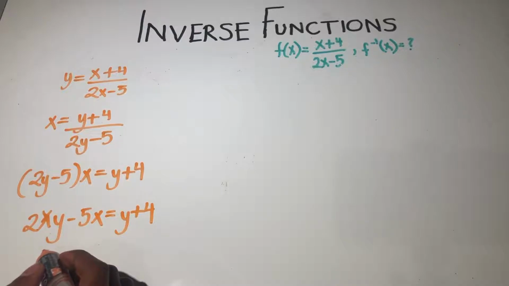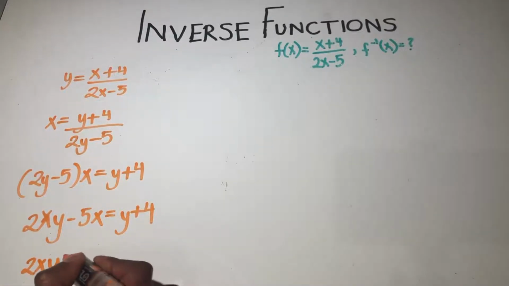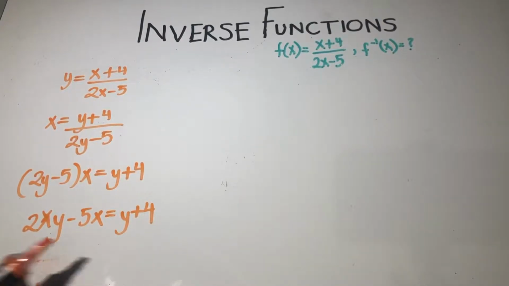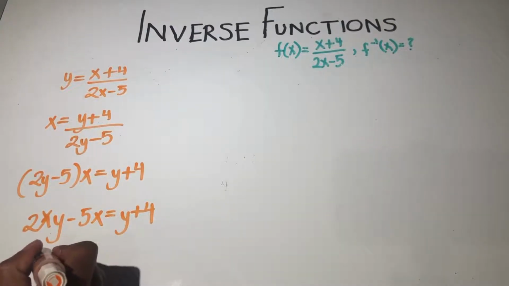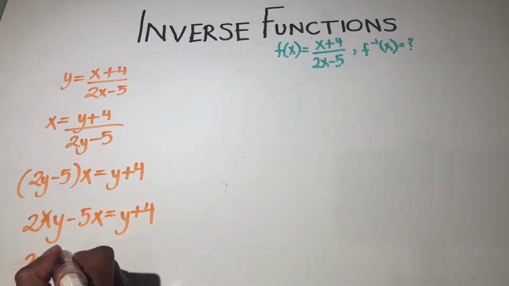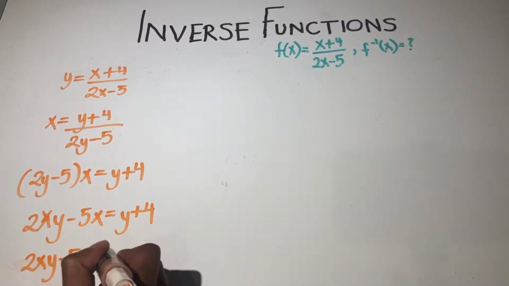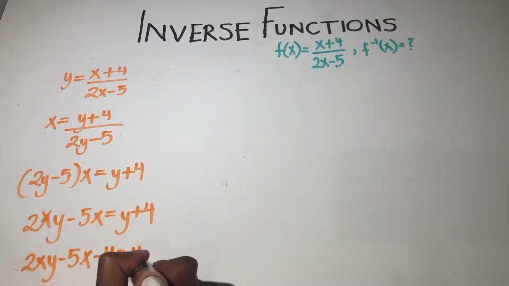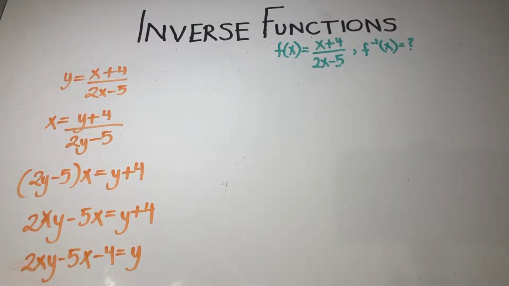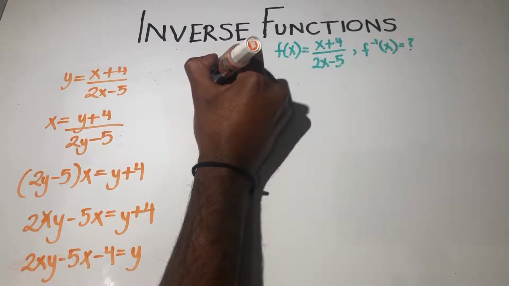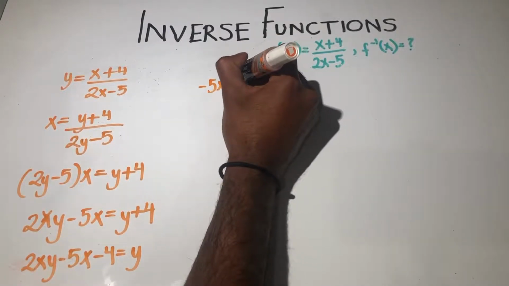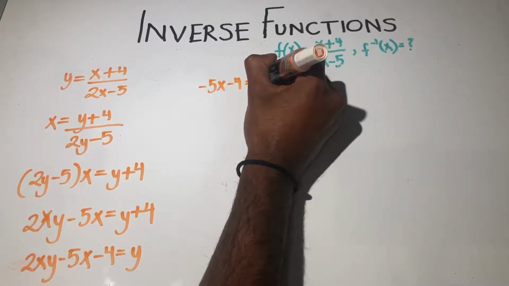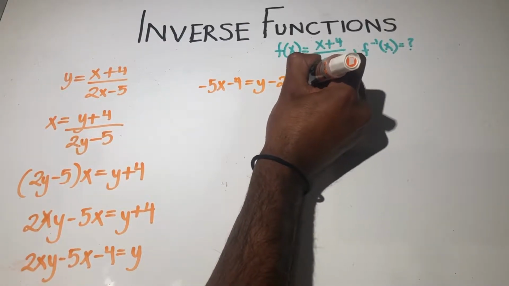Now, solving for y, we're going to have 2xy minus 5x minus 4 is going to give us y on the other side. And then we can move this expression over there. We're going to end up with negative 5x minus 4 is equal to y minus 2xy.